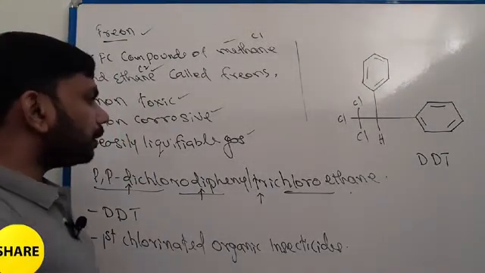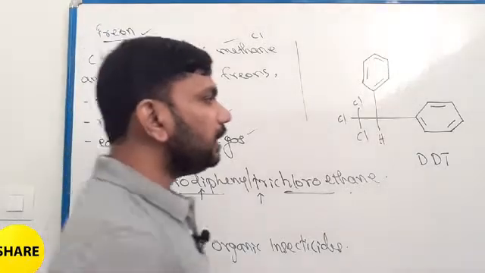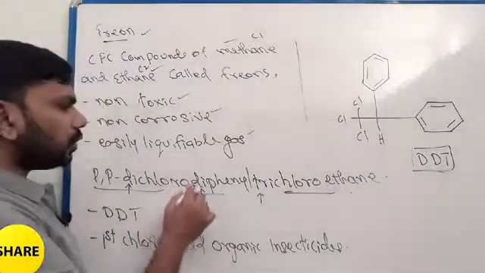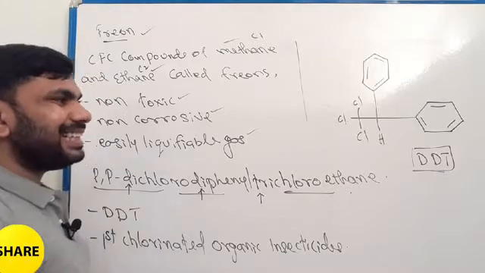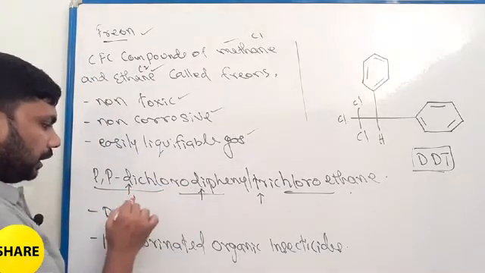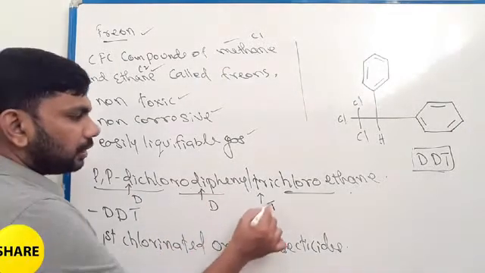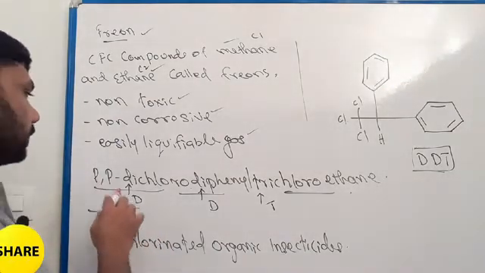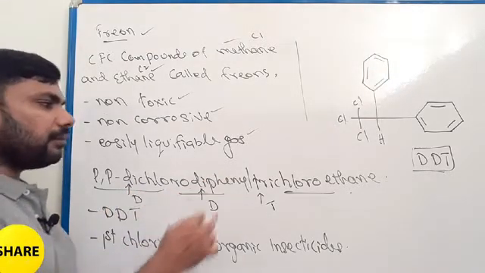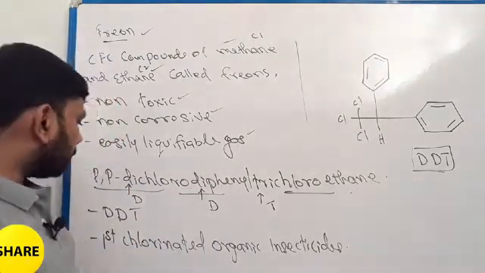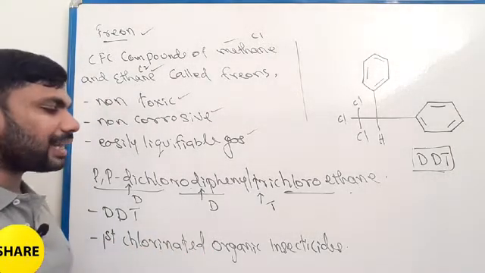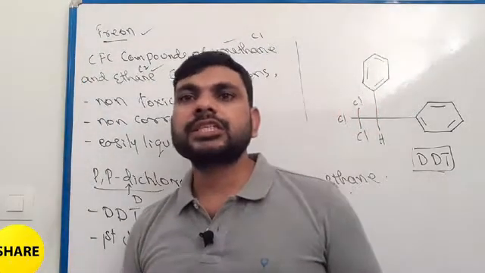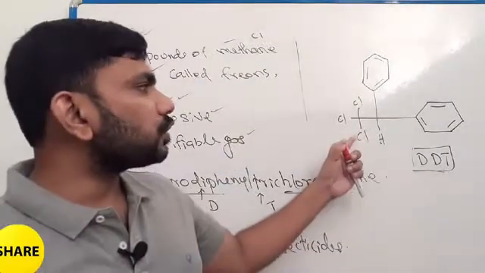Next compound we have to understand is DDT, dichlorodiphenyltrichloroethane. The full name is p,p'-dichlorodiphenyltrichloroethane. Remember, this is the first chlorinated organic insecticide. So which one is the first chlorinated organic insecticide? This is DDT.